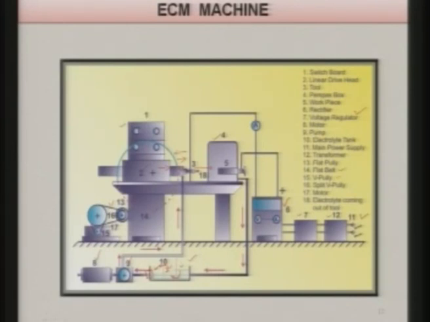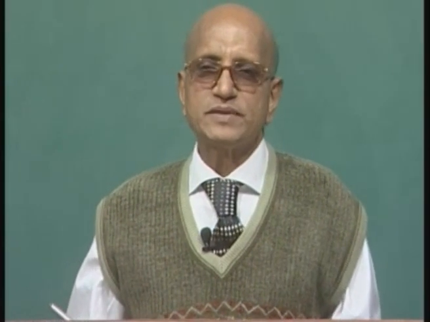and then V pulley is there at 15 over there, which is connecting these two pulleys, and then a split pulley is there, and then motor 17 is there, and then electrolyte coming out of the tool you can see over here. So, this is really a good example of how to utilize a lathe machine and make a horizontal electrochemical machining machine.